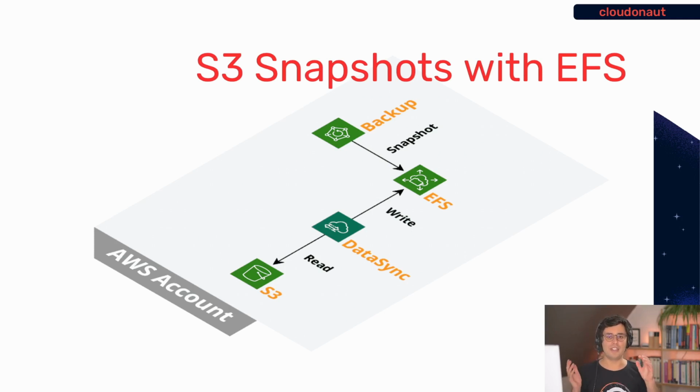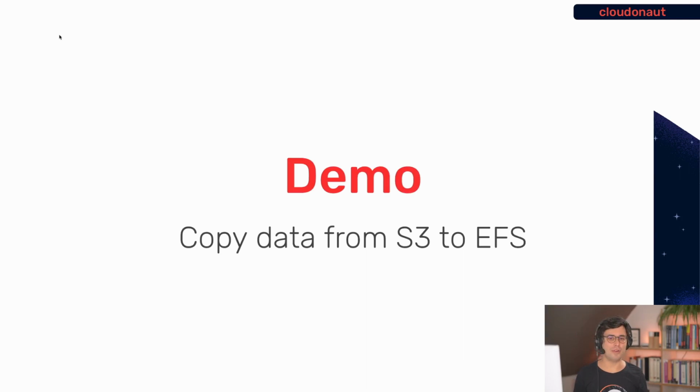If you want to create snapshots of an S3 bucket, you could use DataSync to do so, because DataSync allows you to copy the data from your S3 bucket to an EFS file system. And AWS Backup, another service, allows you to create snapshots of the EFS file system. So by combining those three services together, you can implement S3 snapshots. Let's jump into a demo right away.